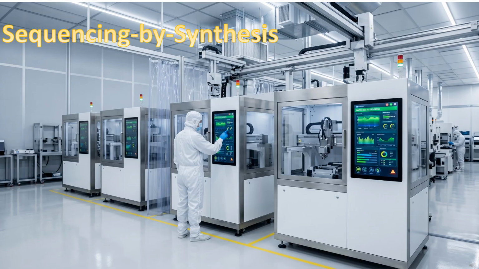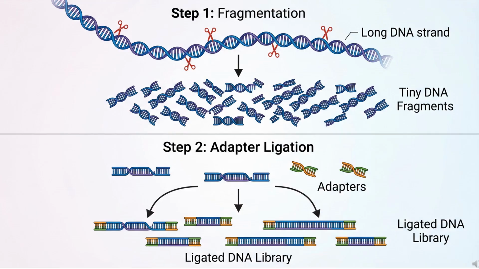The undisputed king of this generation is a technology called sequencing by synthesis, popularized by a company called Illumina. The process works in 4 clear steps. Step 1 is fragmentation. We take the genomic DNA and shatter it into millions of short fragments, usually between 100 and 300 base pairs long.